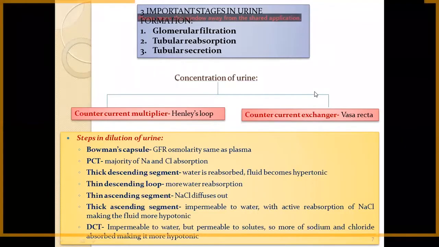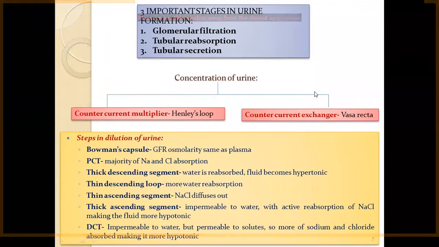There are three important stages in the formation of urine. These include glomerular filtration, tubular reabsorption, and tubular secretion.